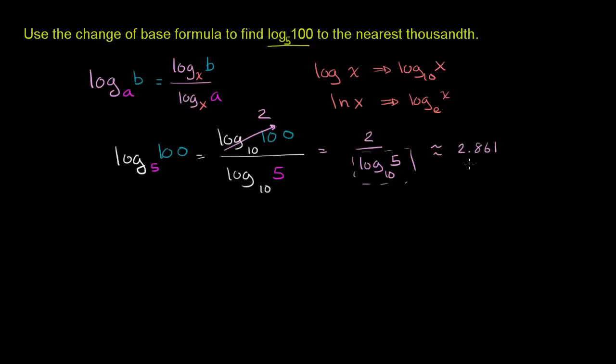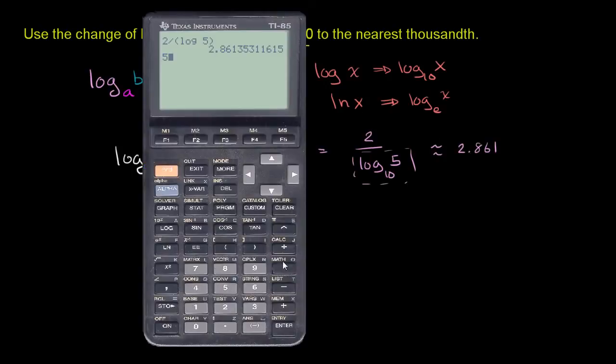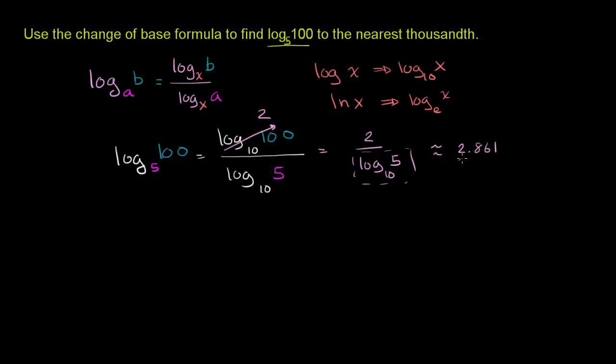And we can verify it, because in theory, if I raise 5 to this power, I should get 100. And it makes sense, because 5 to the second power is 25, 5 to the third power is 125, and this is in between the two, and it's closer to the third power than it is to the second power, and this number is closer to 3 than it is to 2. But let's verify it. Let me type in 5 to the 2.861, to the nearest thousandth, so I'm not putting in all of the digits. What do I get? I get 99.94. If I put all of these digits in, it should get pretty close to 100.